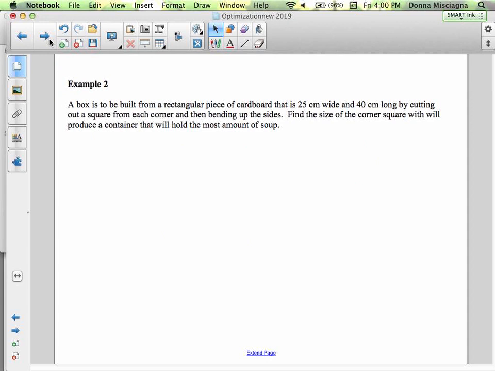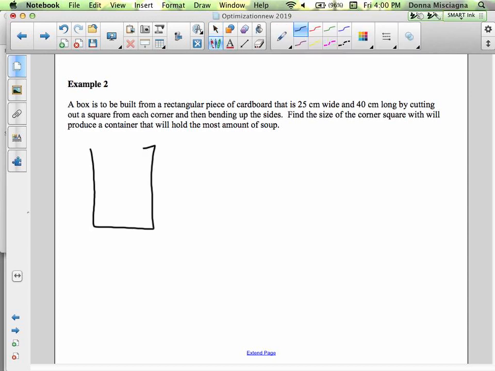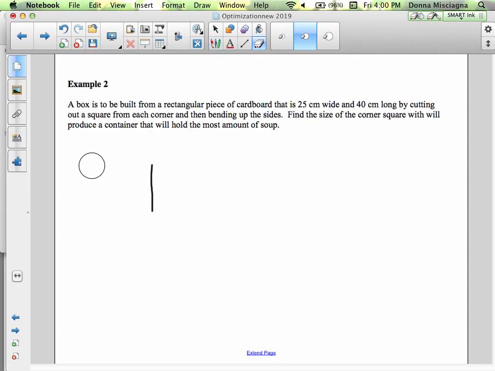A box is to be built from a rectangular piece of cardboard that is 25 centimeters wide and 40 centimeters long by cutting out a square from each corner and bending up the sides. I have done this in the past with classes, and you got a piece of cardboard, and I can show you the models. Actually, I don't really need to make that big. You don't need a humongous diagram.